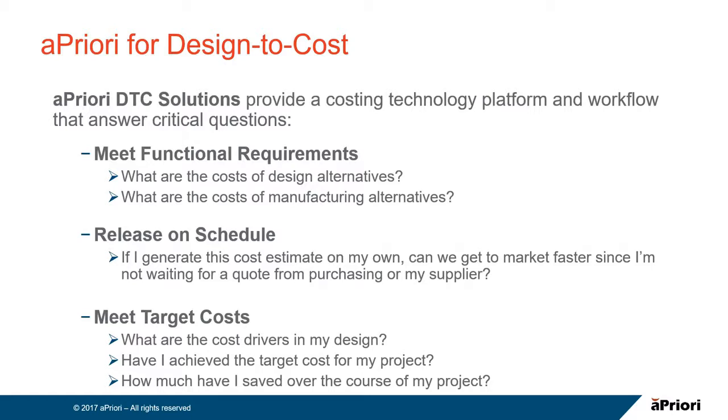When we think about the schedule, the question becomes, if I'm not reliant on my purchasing team or my suppliers to give me a quote to understand the cost of my product, what does that cut out of my engineering design timeline? If I'm able to do that myself, how much time can I save and how much faster can I release this product? And then on the more obvious front, when we think about target costs, what are the cost drivers in my design? Have I achieved my target cost? And how much have I saved over the course of my project, right? I've done some great work in the engineering design space. What has that resulted in, or how can I track that throughout the process?